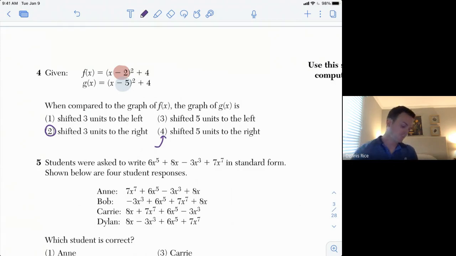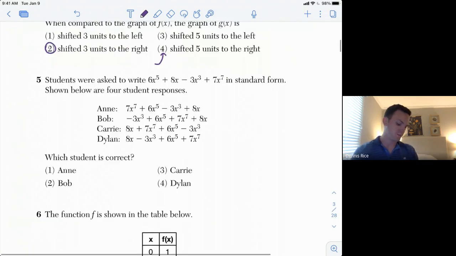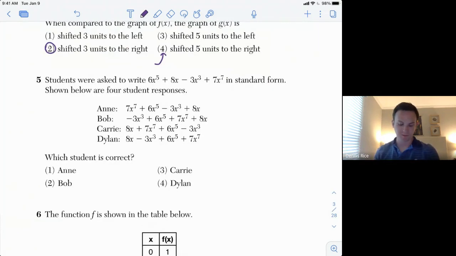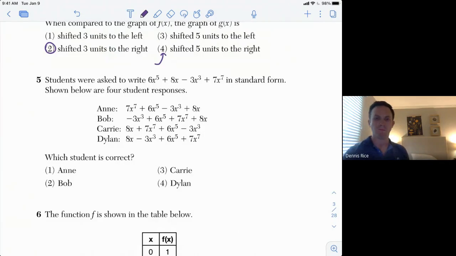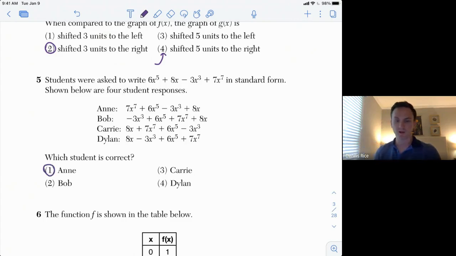So be careful. For number 5, standard form stuff. Who's correct? Ann, Bob, Carrie, or Dylan? Ann is correct. So with standard form, we're looking to see that the exponents go in descending order. Doesn't matter with the coefficients at all. Pretty easy. Good job, Ann.